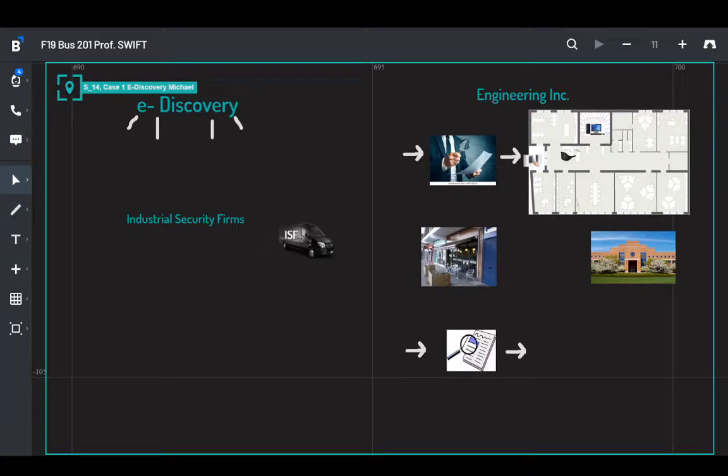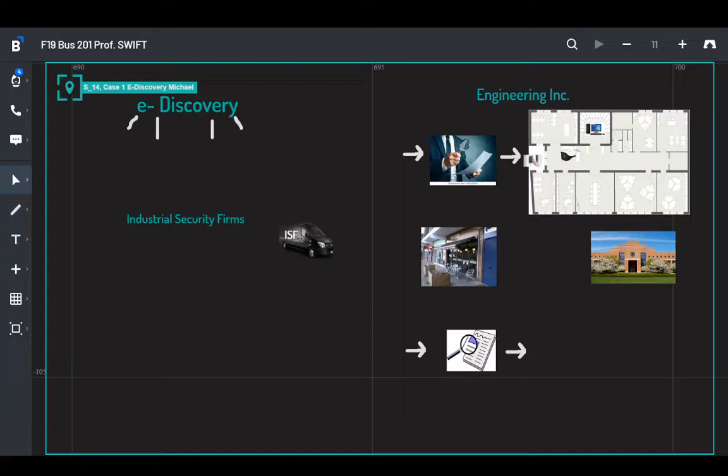My name is Michael Grieb, and today I'd like to talk to you about e-discovery. So today we'll go over what exactly e-discovery is, who carries out e-discovery processes, and then finally we can apply what we learned to a particular case. So without further ado, let's get into it.